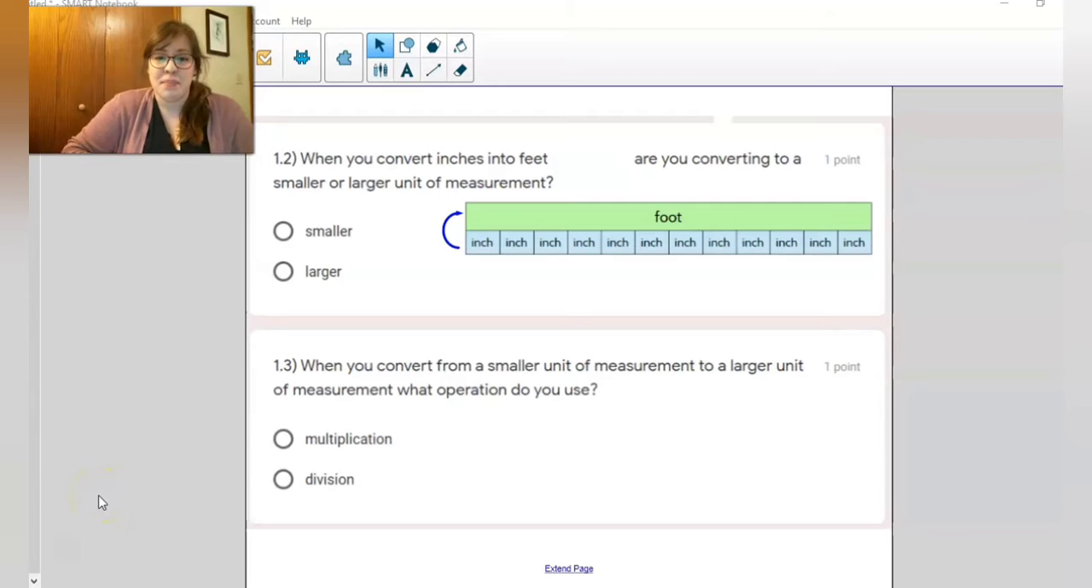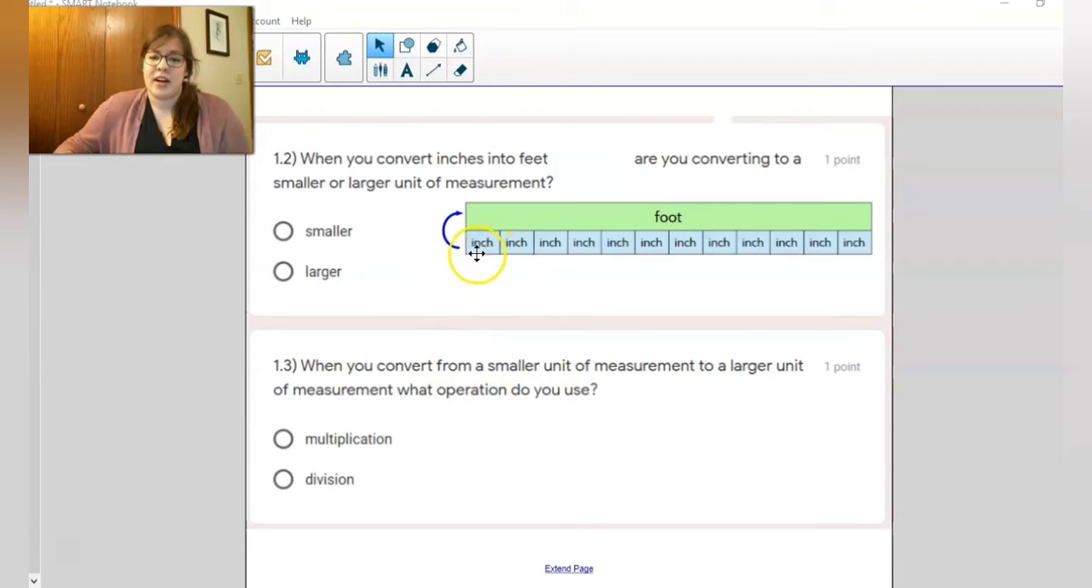Okay, so the second part of number 1 is asking, in this last problem, when you converted inches into feet and inches, so when you took that 50 inches and you converted it to 4 feet and 2 inches, were you converting to a smaller or larger unit of measurement? So if we started with the 50 inches and we converted into 4 feet and 2 inches, were we converting the original 50 into a larger or smaller unit of measurement?